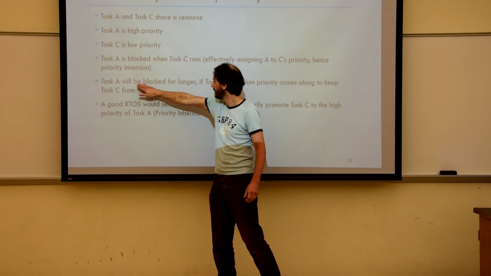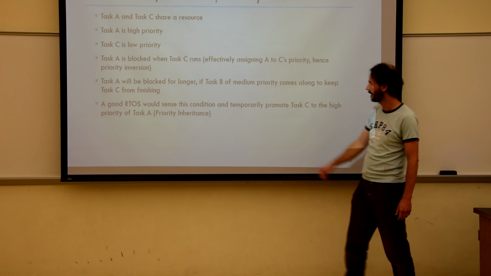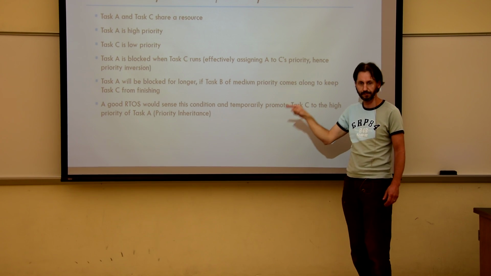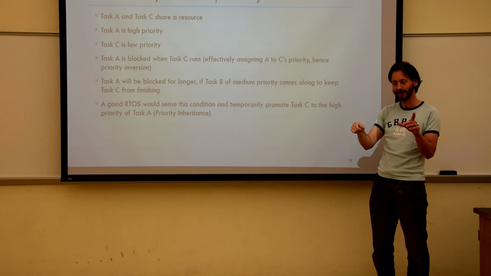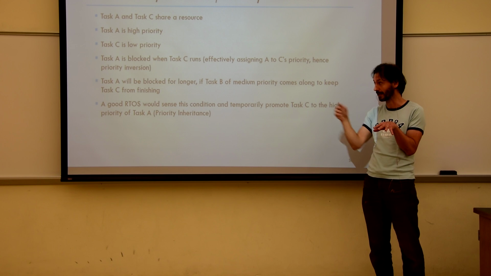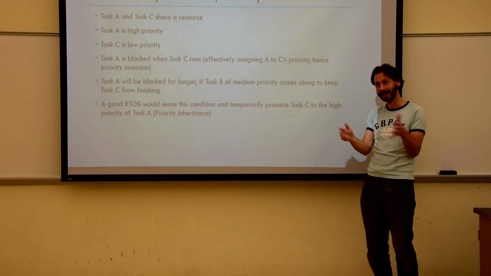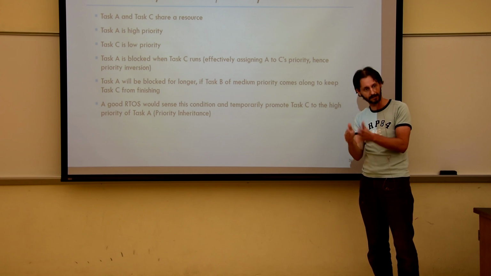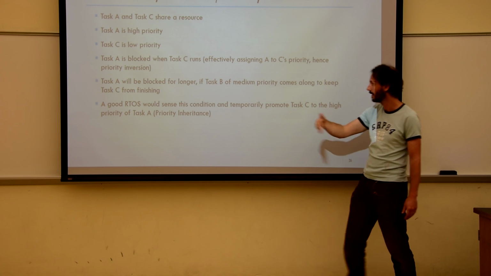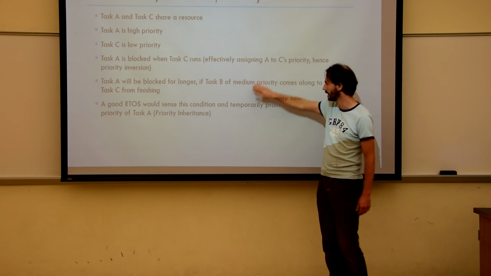Task A will be blocked for longer, right, if, say, a task B of medium priority comes along to keep task C from finishing. So task B interrupts task C because it has a medium priority, but still lower than A though, which is funny. So it executes, and only after it's finished, task C can continue, finally gets its work done, and now task A can start. So this problem is even more than you would think. So you really have the priority inversion.